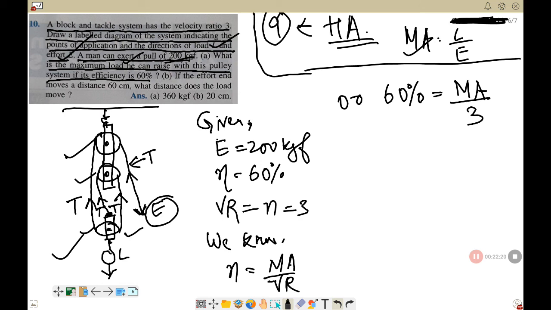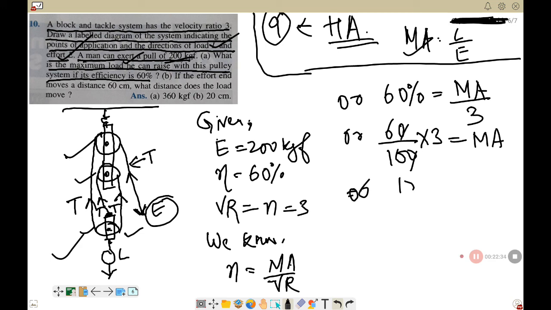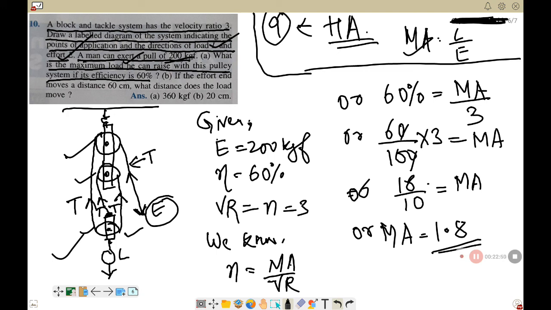Or you can get the 60% as 60 by 100 into 3 equals MA. 0 and 0 get cancelled, or you'll get 6 3s are 18, 18 by 10 equals MA. So the mechanical advantage equals 1.8. So we now got the mechanical advantage. From here, we have the effort, we have the mechanical advantage. Now applying that in this relation, we can find the load.